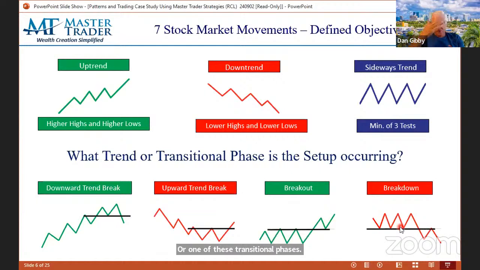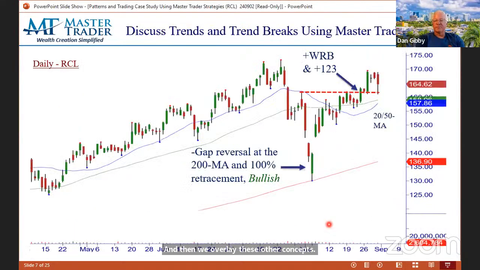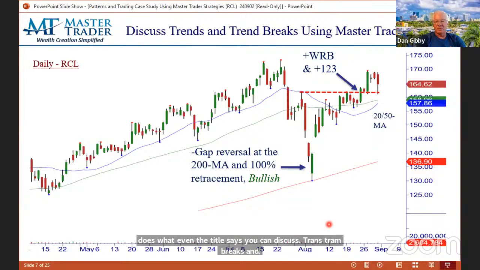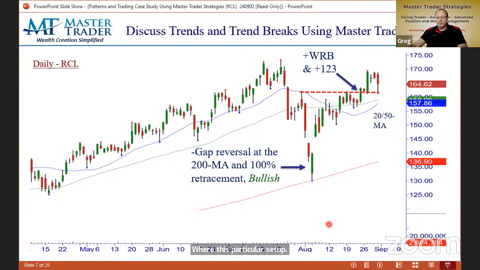So we teach little Johnny what a trend is, what a trend break is, get into transitions, and then we overlay these other concepts. So let's come back to here. What do we got here, Greg? The title says you can discuss trends, trend breaks, and where this particular setup occurred. So that opens up the door to a lot of conversation that you may or may not want to get into, Dan, in the hour.